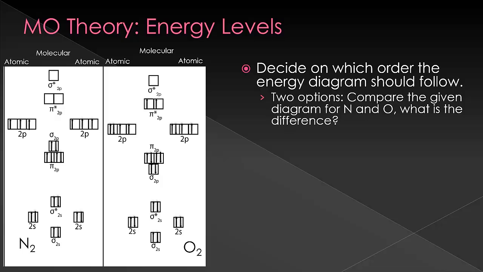For this class, you will have to memorize the direction for each of the second row homonuclear diatomics, but it should be noted the way these actually come about were through calculations done by the computer, and not just the sort of magical hand waving that we're doing here.